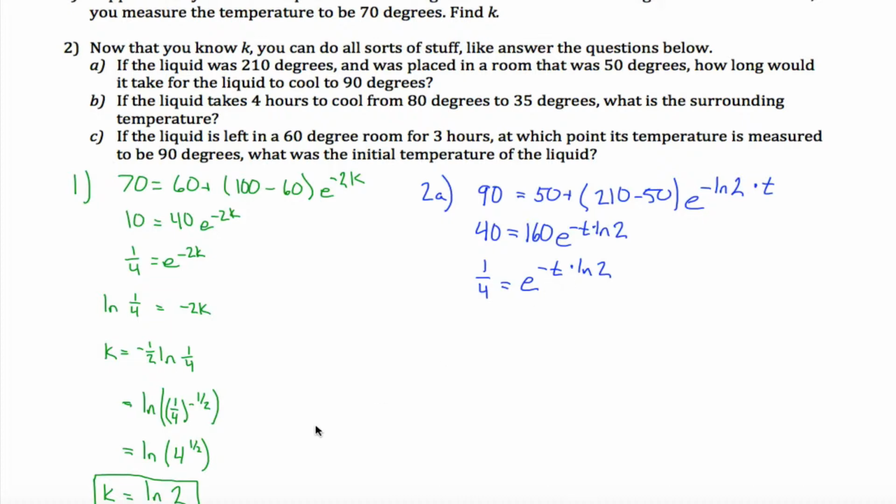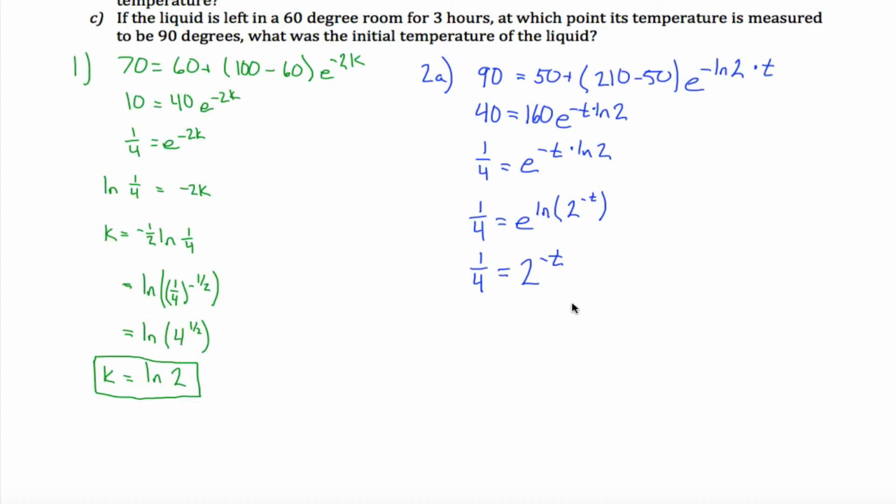You can use your third log rule, just like we did down here. You can take this coefficient and bring it up into the exponent of the log. So I could say 1/4 is equal to e raised up to the natural log of 2 to the negative t power. And what's nice about that form is e to the log base e of something is just equal to that something. In other words, this whole thing simplifies down to just 2 to the negative t power.